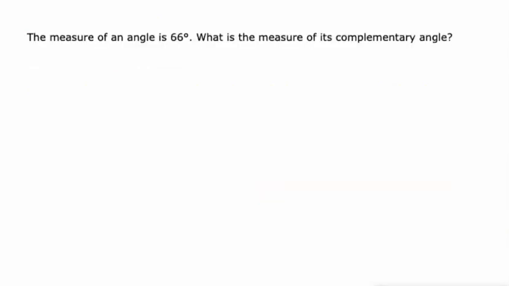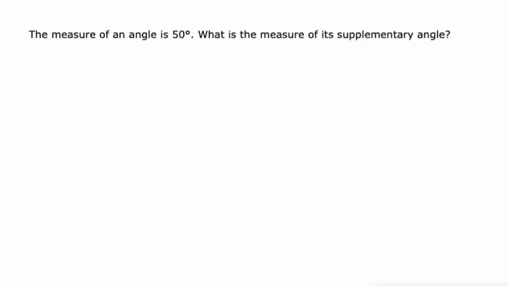The measure of an angle is 66. What's the measure of its complementary angle? Well, we know that if they add up to 90, they are complementary. So one angle plus that 66 degree angle will equal 90. We can solve that equation by subtracting 66 from both sides. And 90 minus 66 is 24. So 24 degrees would be the measure of its complementary angle. Pretty basic math.